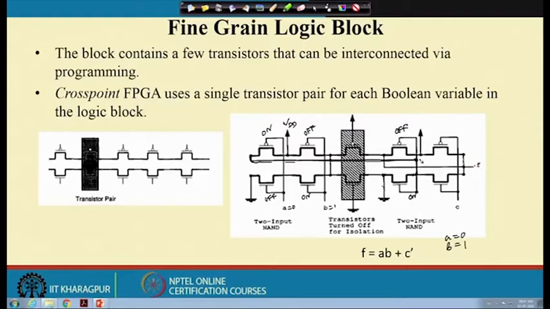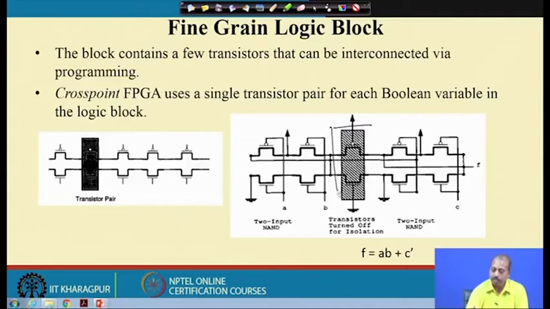In this fashion, we can have different input combinations. As a result, these individual stages of the transistors will either propagate the signal or not propagate the signal. In between, we have this isolation stage. This isolation stage is for separating the two product terms. So, this A B and C bar are separated by this isolation stage.